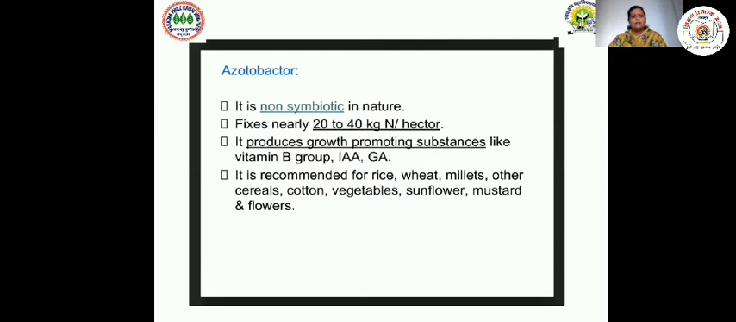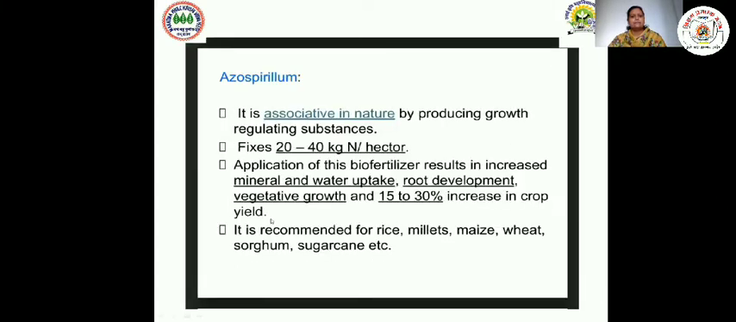It is non-symbiotic and fixes 20 to 40 kg nitrogen per hectare. It is recommended for rice, wheat, millets, other cereals, cotton, vegetables, sunflower, mustard, and flowers.